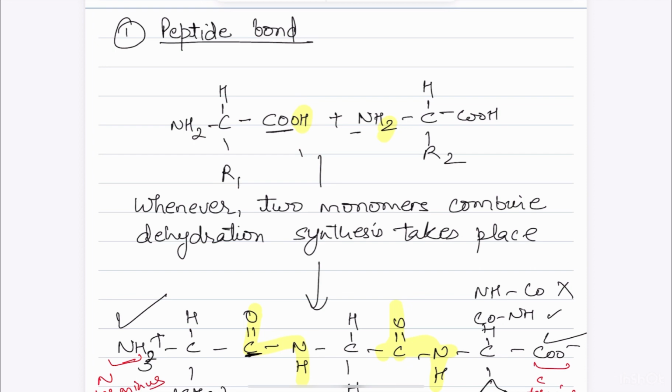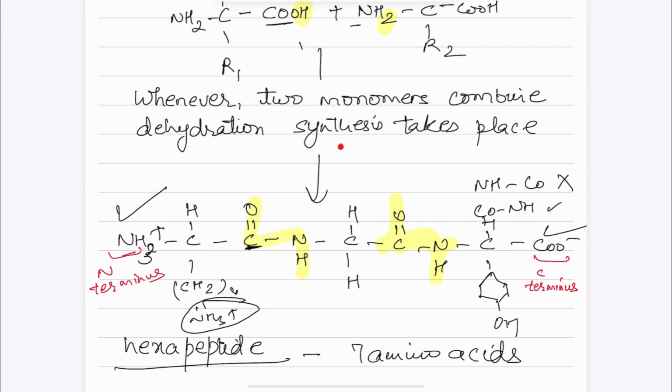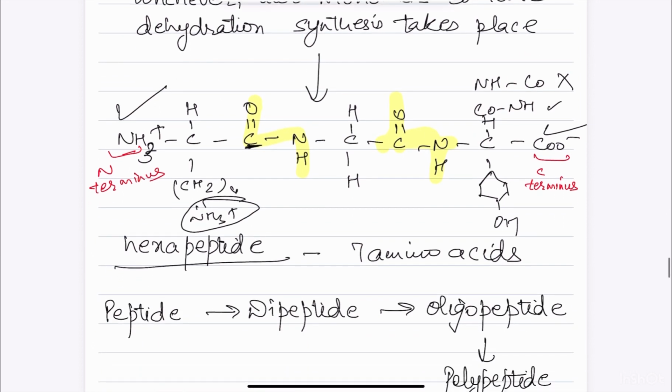Now, whenever two monomers combine, two amino acids combine, dehydration synthesis takes place. That is, one H2O molecule is removed, OH from the carboxylic acid group and H from the amine group. And that's how one peptide group is formed. It's always CONH and never NHCO. That's because N always remains on the left hand side, since polypeptide synthesis takes place from the N to the C terminus.